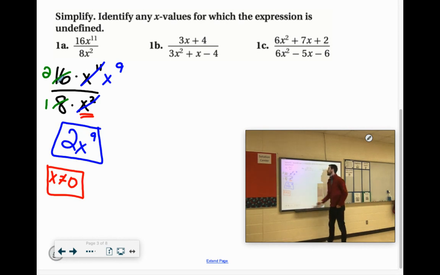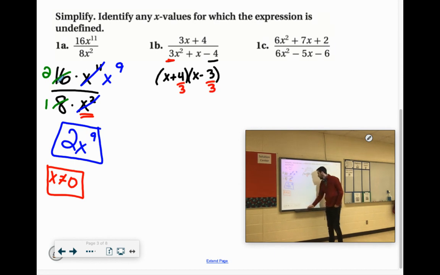Now, as far as this goes, 3x plus 4, there are no factors there. Denominator, remember you got to do first times last. 3 times negative 4 would be negative 12. So they have to add up to positive 1, so it would be like x plus 4 and x minus 3. But we have to try to divide them by that number in front. Remember that old trick? So the denominator would factor to 3x plus 4 times x minus 1. So let's rewrite that.